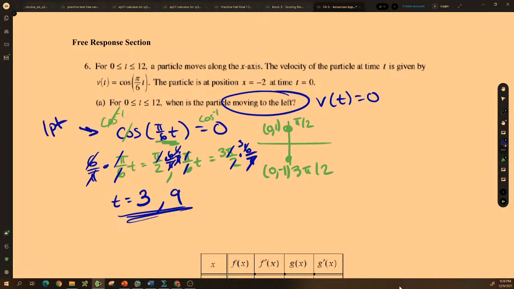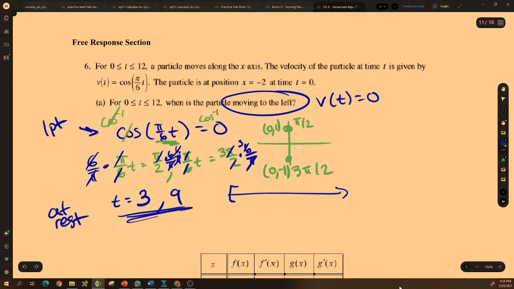Okay, now I want when the particle is moving to the left. These are the times where we would be at rest. So I need to make a number line analysis. And we have actually two endpoints between 0 and 12.